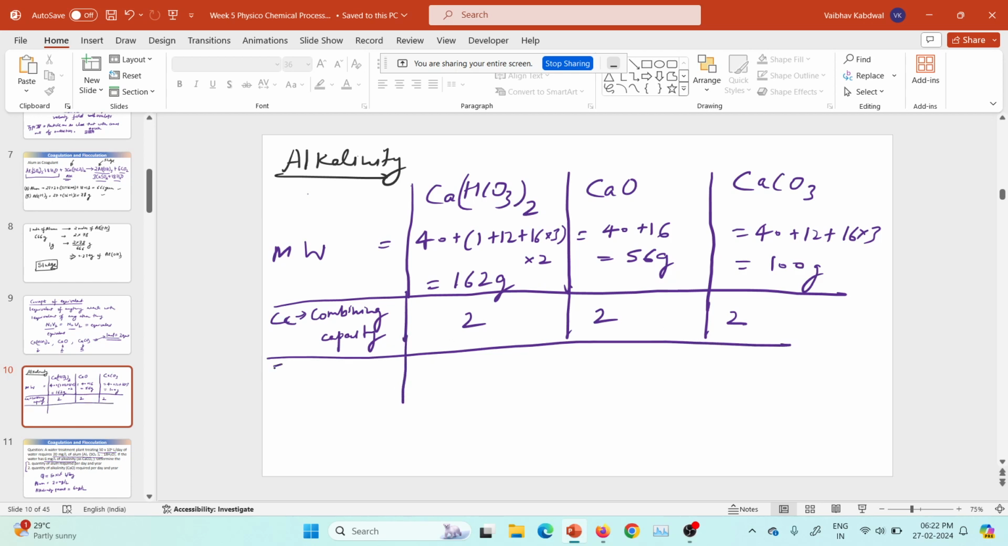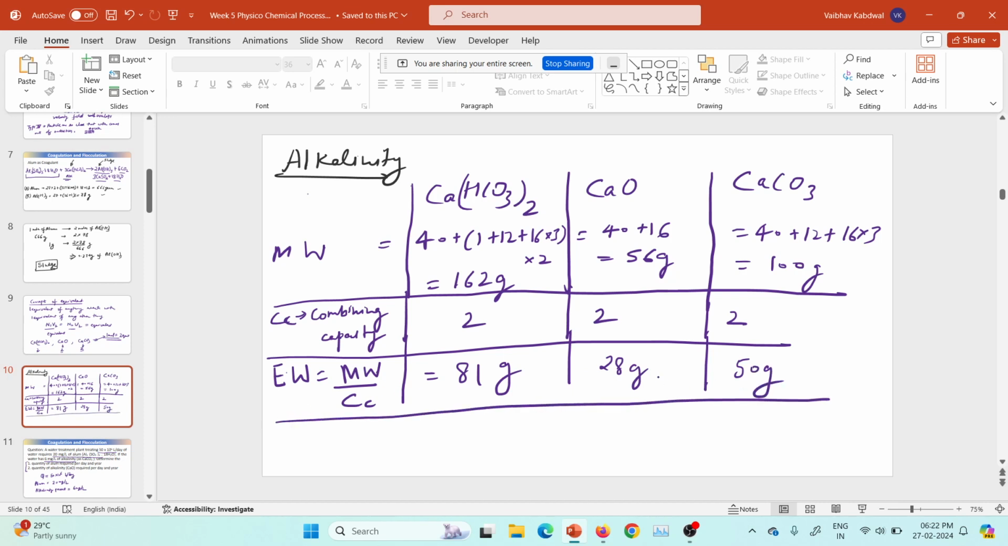Now their equivalent weight will be molecular weight divided by combining capacity. It will be 81 grams. It will be how much? 28, I think. 28 grams. 50 grams. So let's see how much alkalinity is required in our case.